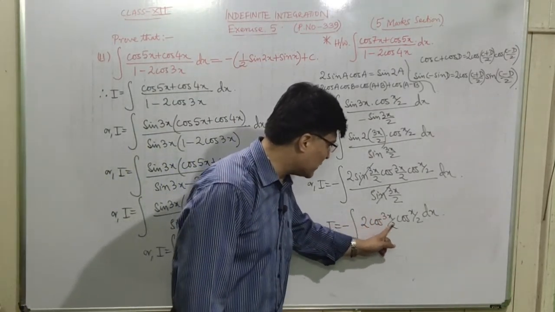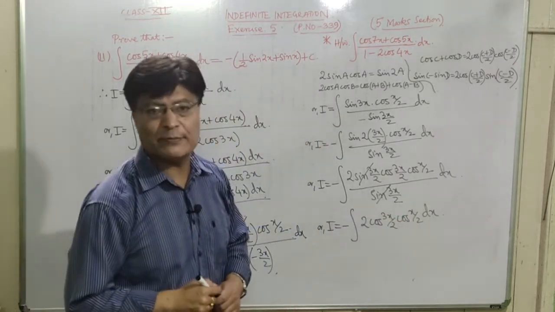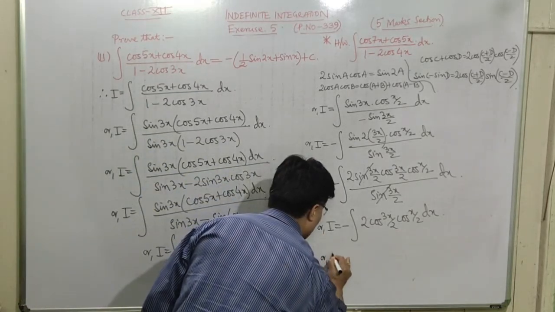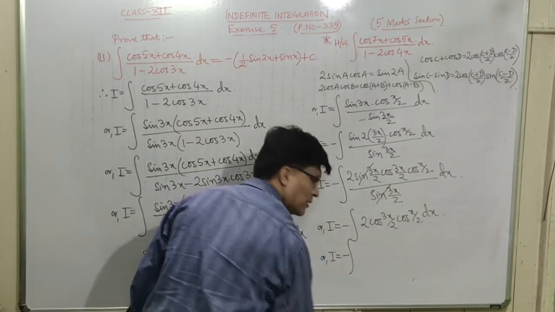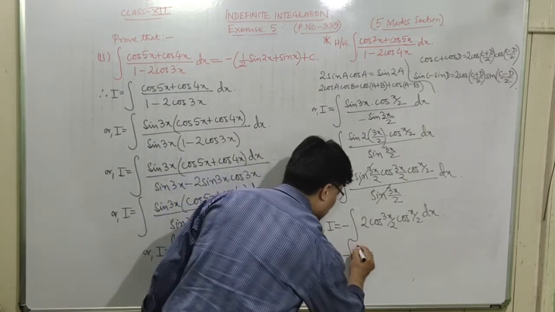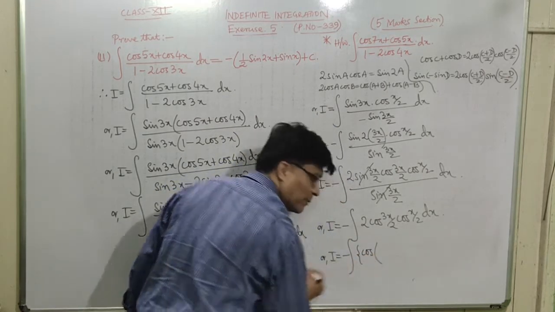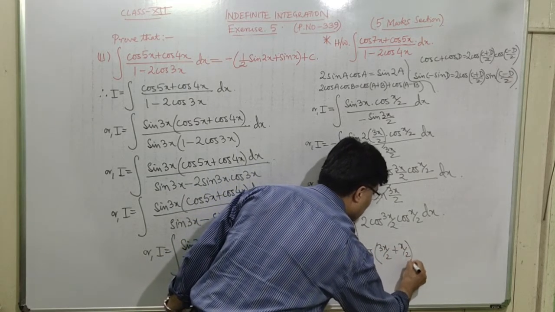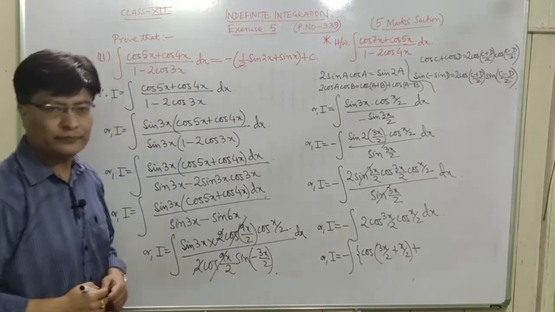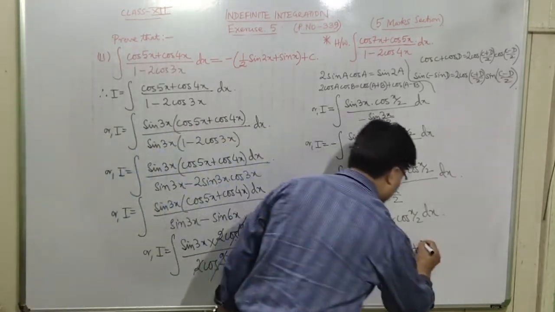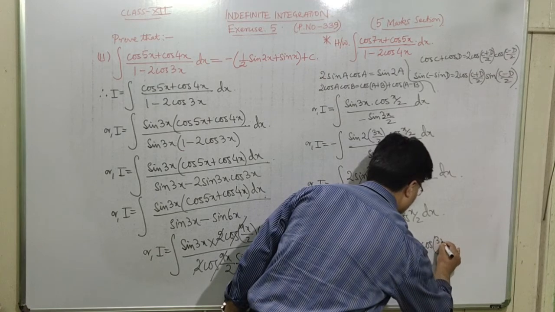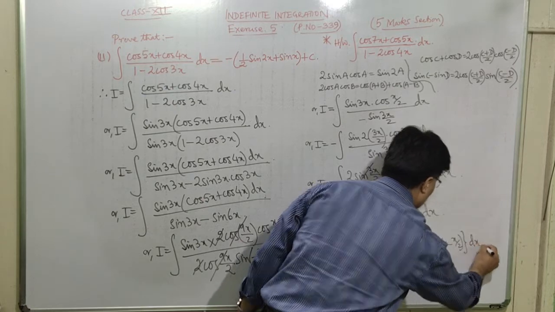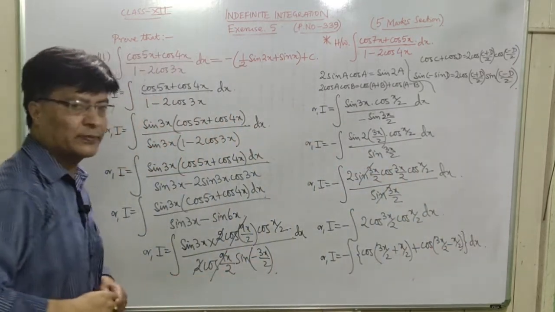Here A is 3x by 2 and B is x by 2. So this is of the form 2 cos A cos B. So I is equal to minus integration of, now what is the formula that you can use here? Cos of A plus B, that is 3x by 2 plus x by 2, plus cos of A minus B, that is cos of 3x by 2 minus x by 2. Second bracket close, then you can write dx. Is that clear?